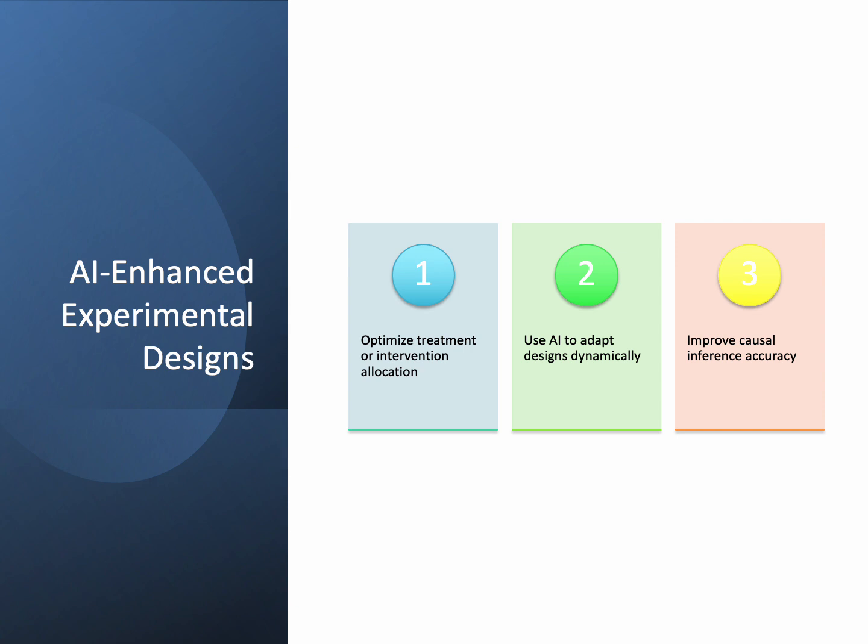AI also enables adaptive designs, dynamically adjusting based on interim results, like modifying dosages in clinical trials or tweaking social interventions. This improves causal inference accuracy, providing stronger evidence for cause and effect relationships, such as treatment efficacy or policy impact.